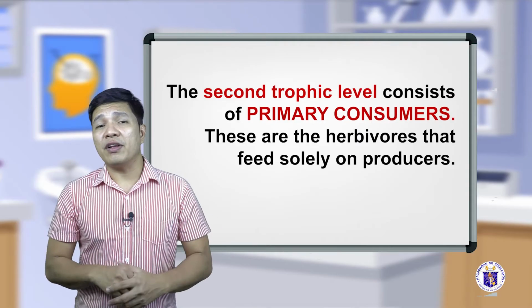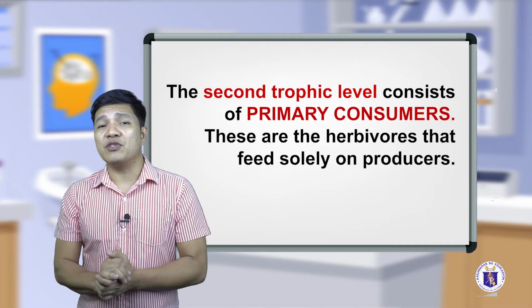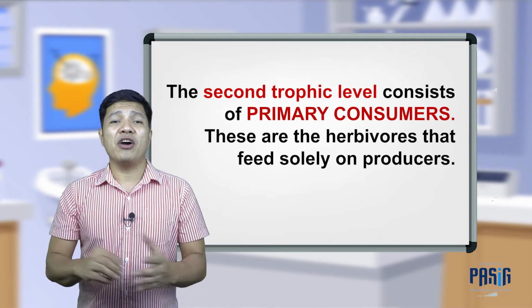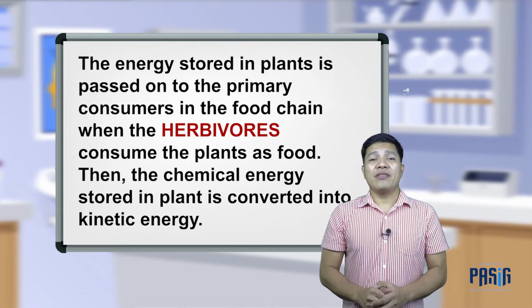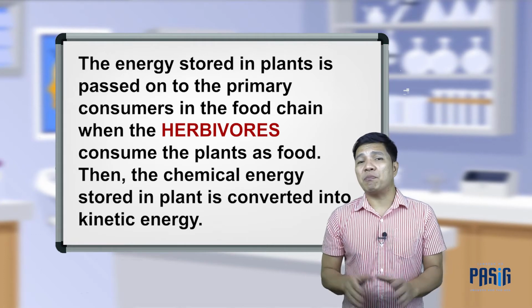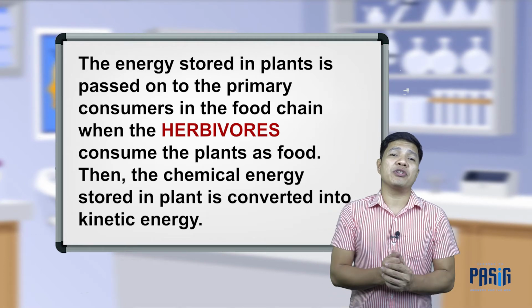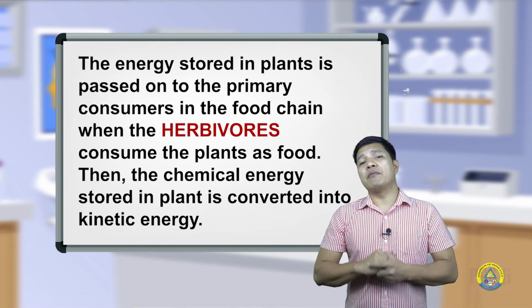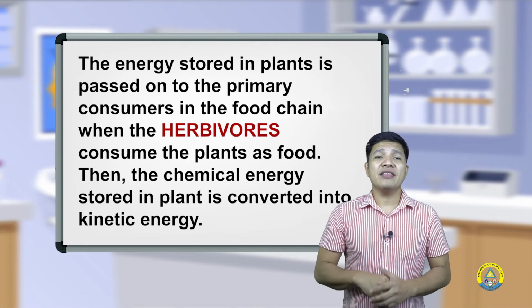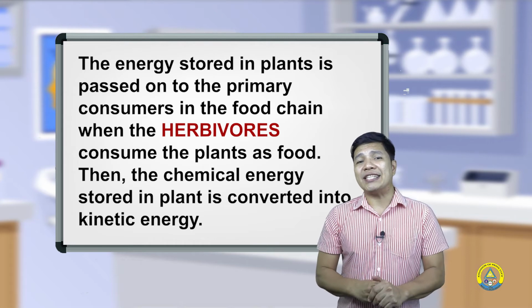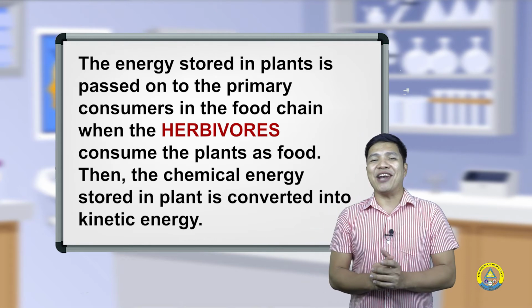The second trophic level consists of primary consumers. These are the herbivores that feed solely on producers. The energy stored in plants is passed on to the primary consumers in the food chain when the herbivores consume the plants as food. Then, the chemical energy stored in the plant is converted into kinetic energy.